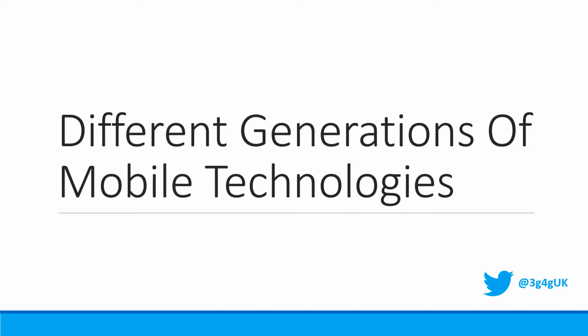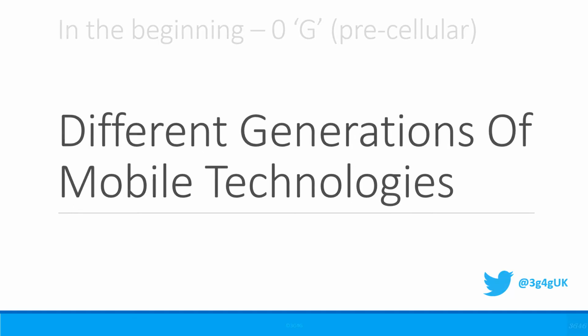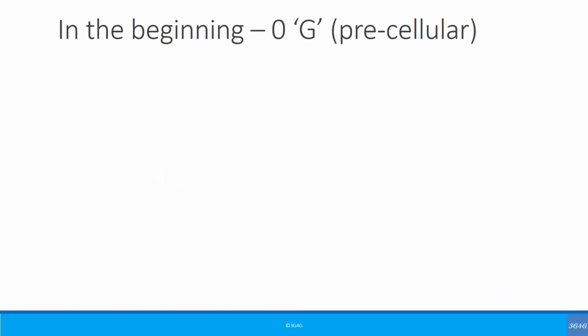Now these different generations of mobile technology are much more complex than most people think, because people generally just know about some things about 2G, 3G and 4G. But it's a bit complex, and we will try and look at most of these different technologies. But as you can guess, it's very difficult to cover all of them in one small video like this. So let's start from the beginning, what I term as 0G or pre-cellular.